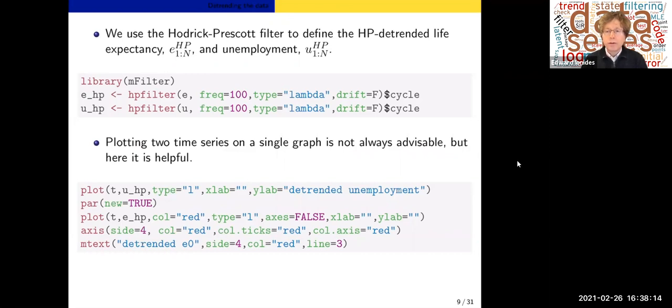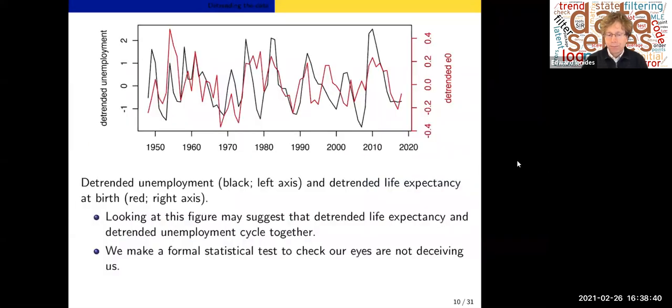We're going to want to view these things. In this particular case, it's convenient to plot two time series on a single graph. That's not always advisable, because they are measuring different things, so putting them on the same axis may remove clarity, but I think in this case it adds clarity. So here's some code to do that, but let's look at the plot.